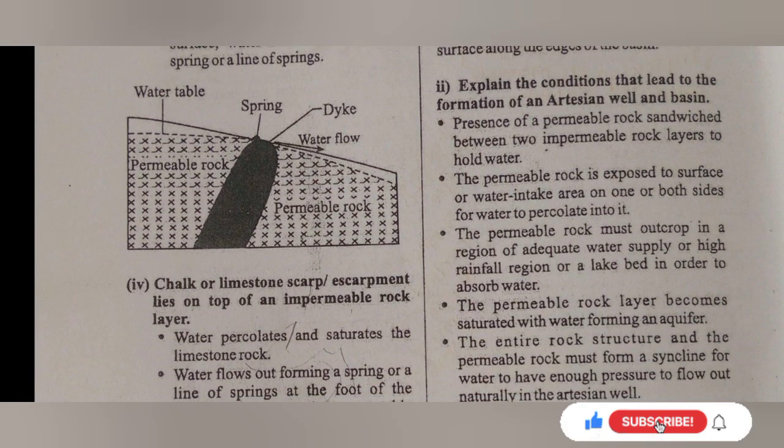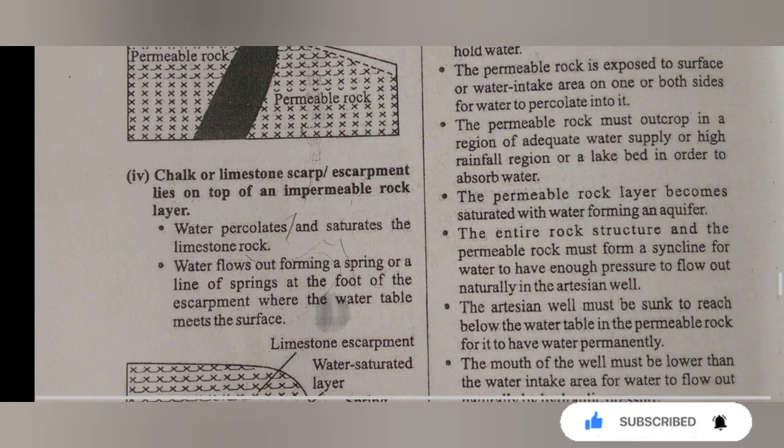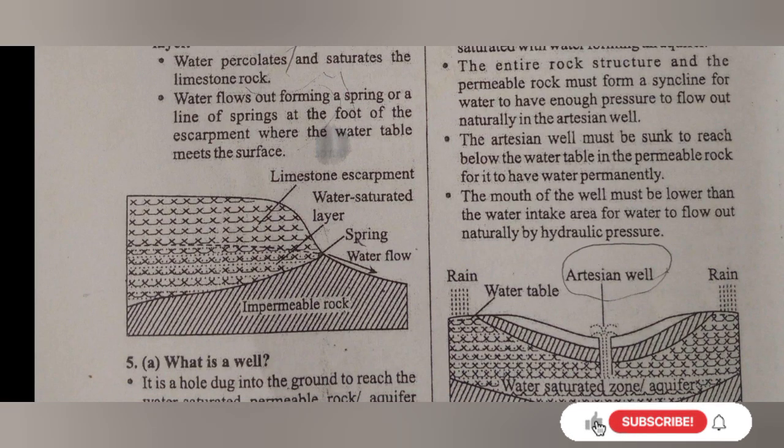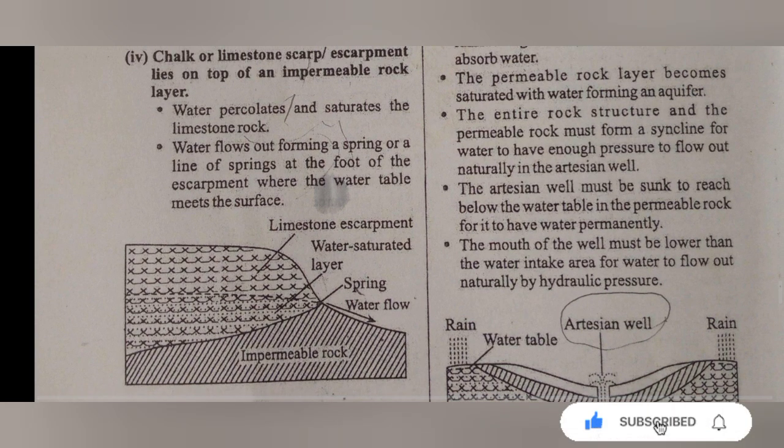And then the fourth point is where the limestone escarpment is underlain by the impermeable rock. And under this, you can just see from the diagram the limestone escarpment. We have the water saturated layer, and at that point of intersection where the water table is meeting the limestone escarpment, we have a spring emanating at that point. So up to that point, I believe we understood various ways how a spring will form, and in case you have a question, you can leave it in the comment section.